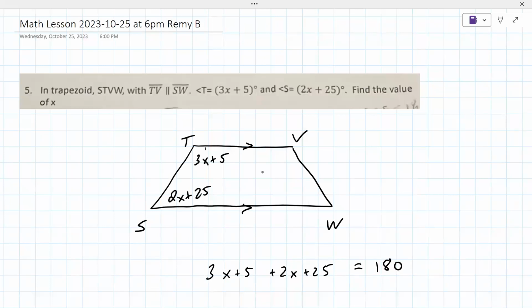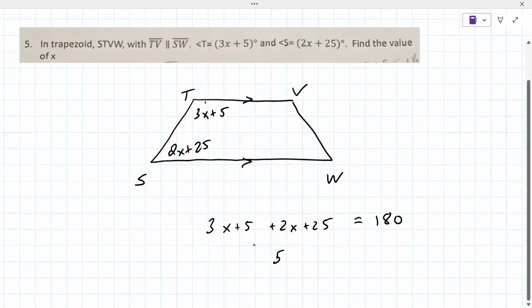How do you solve this equation? What's the secret here to getting this solved? Would you combine like terms first? Yes. Okay, so I got 5x plus 30 equals 180.